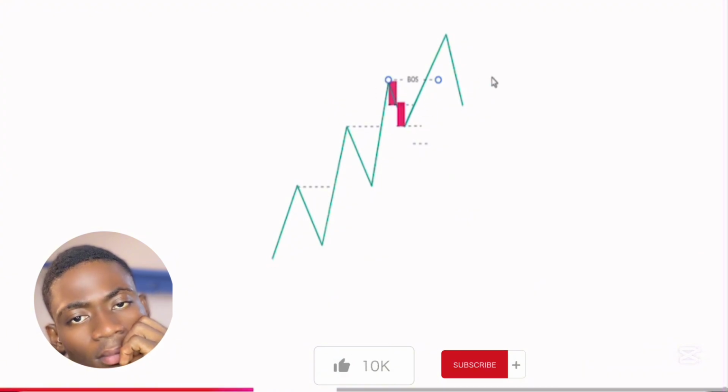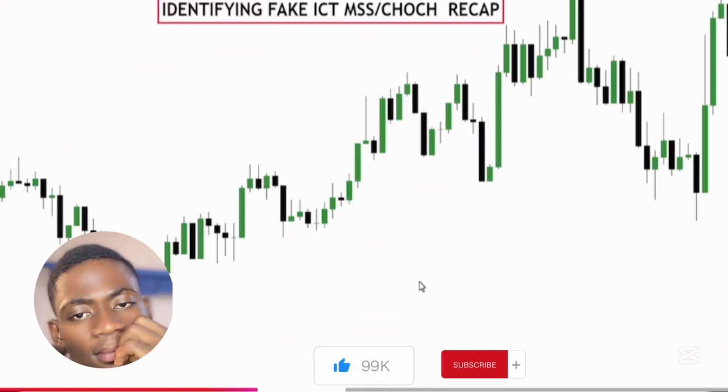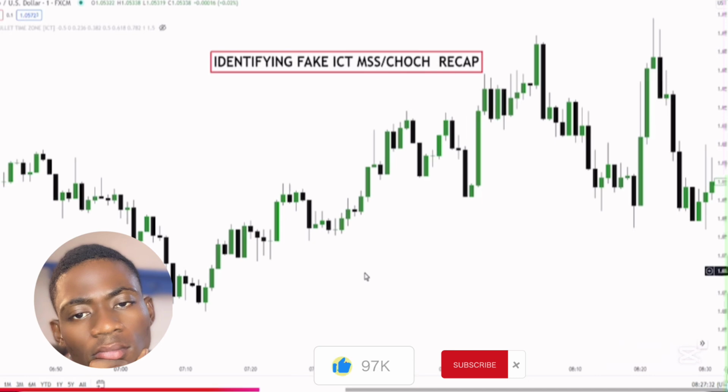This is market structure advanced that I'm showing you. I actually showed you so many examples. One of the examples is this. Let me show you.